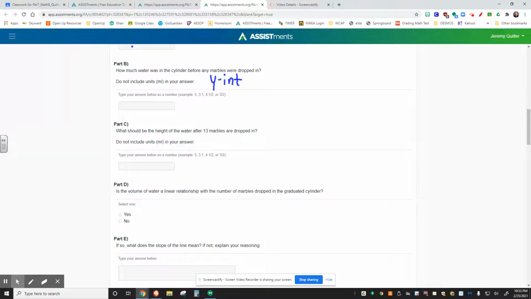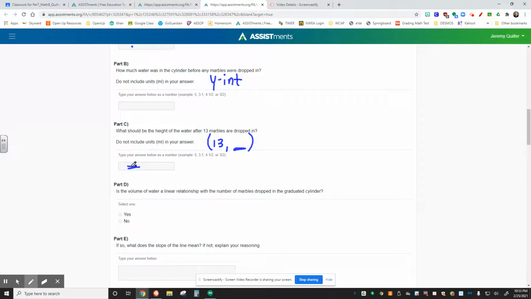And then for part C, what should be the height of the water after 13 marbles are dropped in? Do not include milliliters in your answer. You'll just give me a number right here. It would be the second half or the y-coordinate of this ordered pair of 13 and blank. I want this number right here.